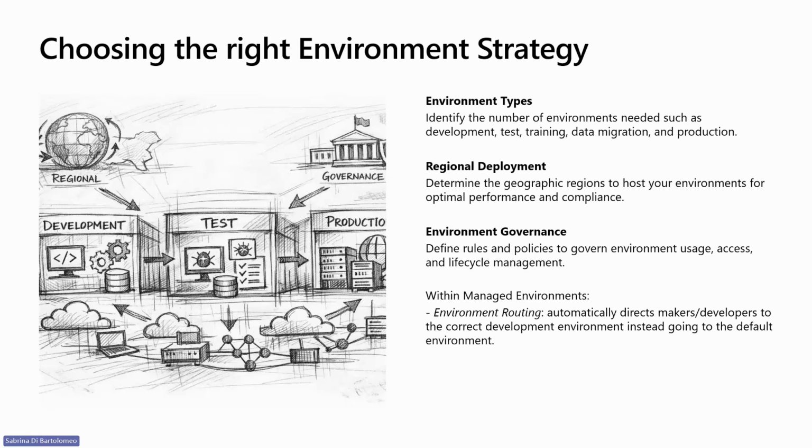Environment routing. It ensures that when makers or developers access make.powerapps or Copilot Studio, they are routed to the correct development environment instead of the default one. Power Platform Pipeline is a built-in way to deploy solutions from dev to target environment, and source control integration that connects Power Platform solutions directly to a DevOps Git repository.